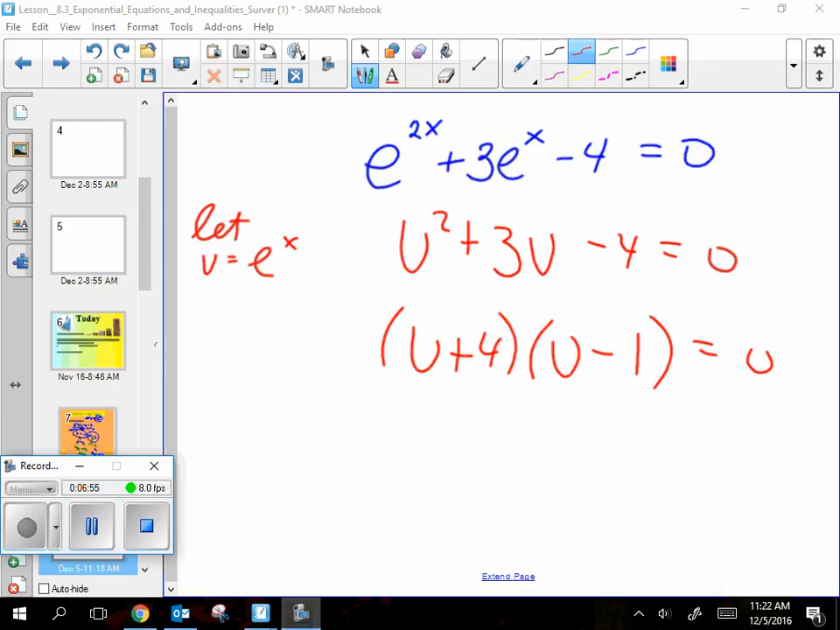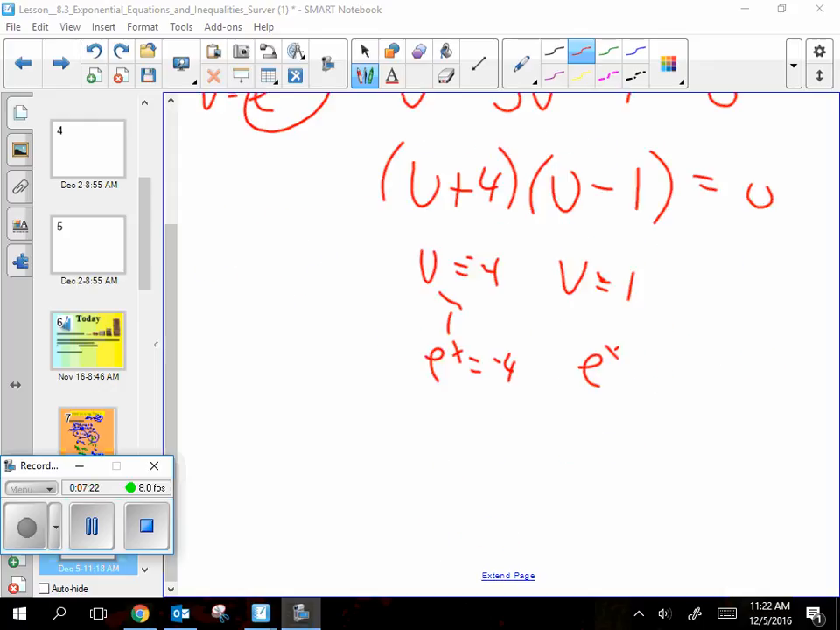Did I get that right? I think so. And then I get u equals negative 4, and u equals positive 1. And then I make this one now. If you have a u left at the end, you know something's wrong. Get it? Because you did a u substitution, and e to the x is what you actually should have. E to the x equals negative 4, and e to the x equals 1.